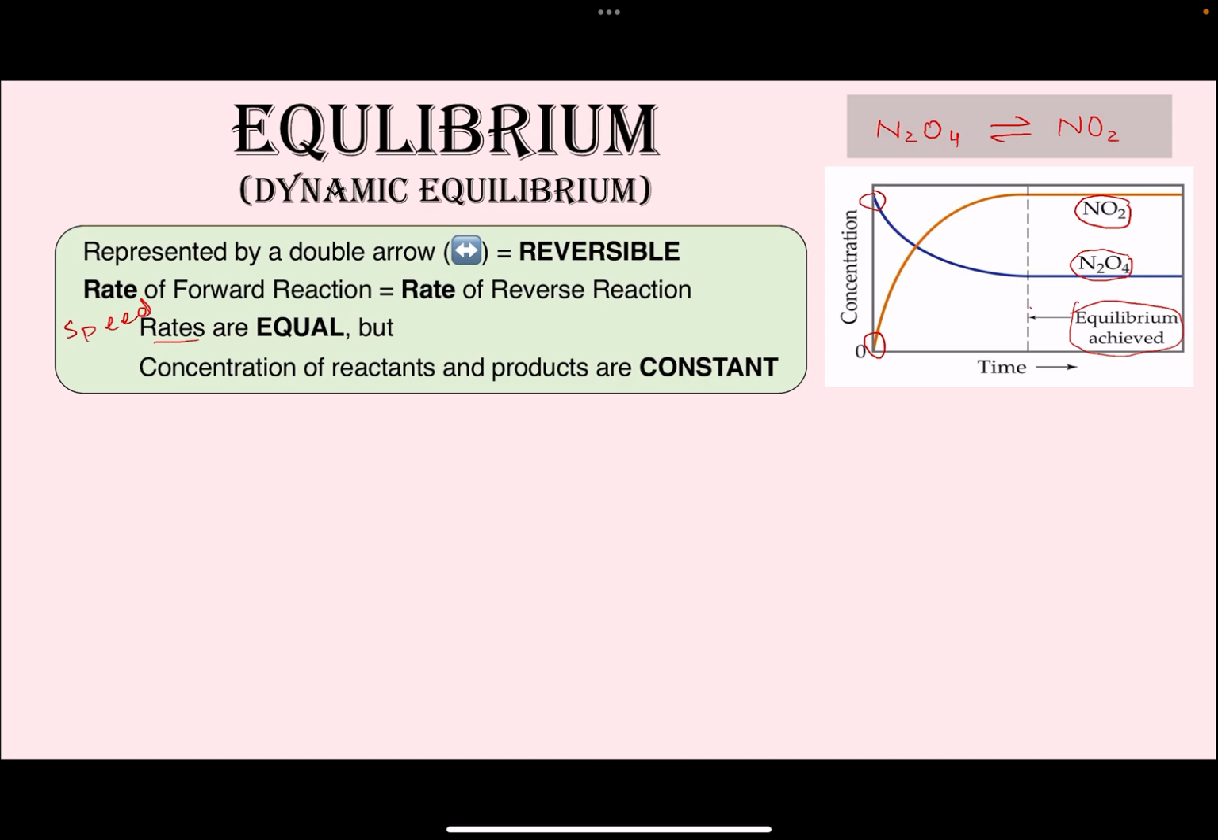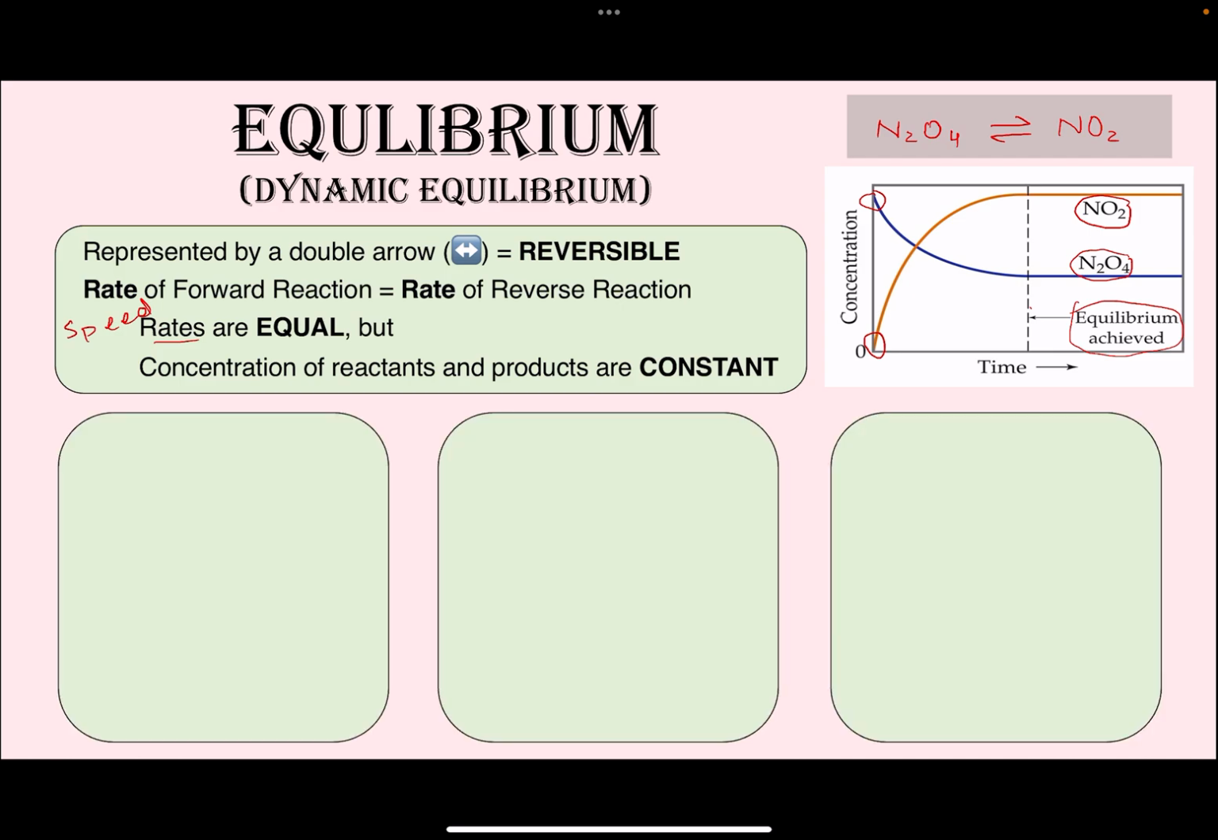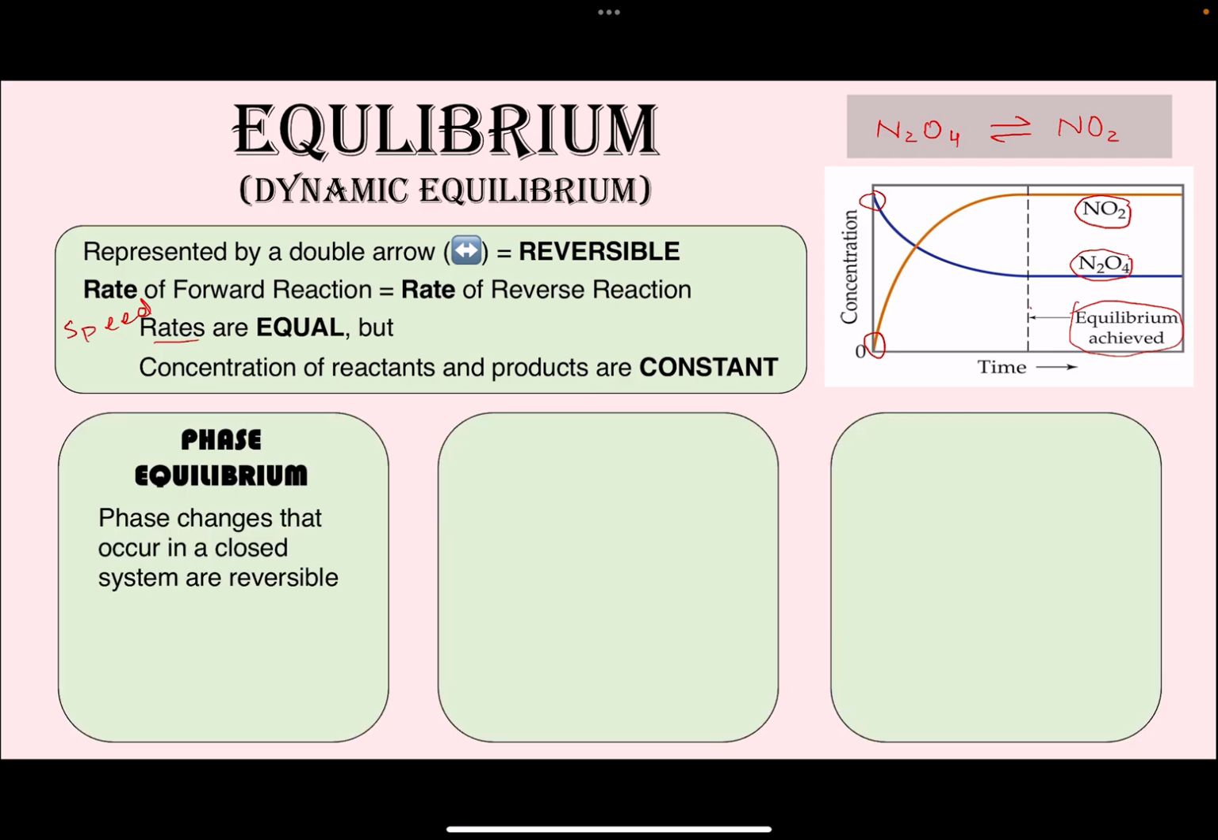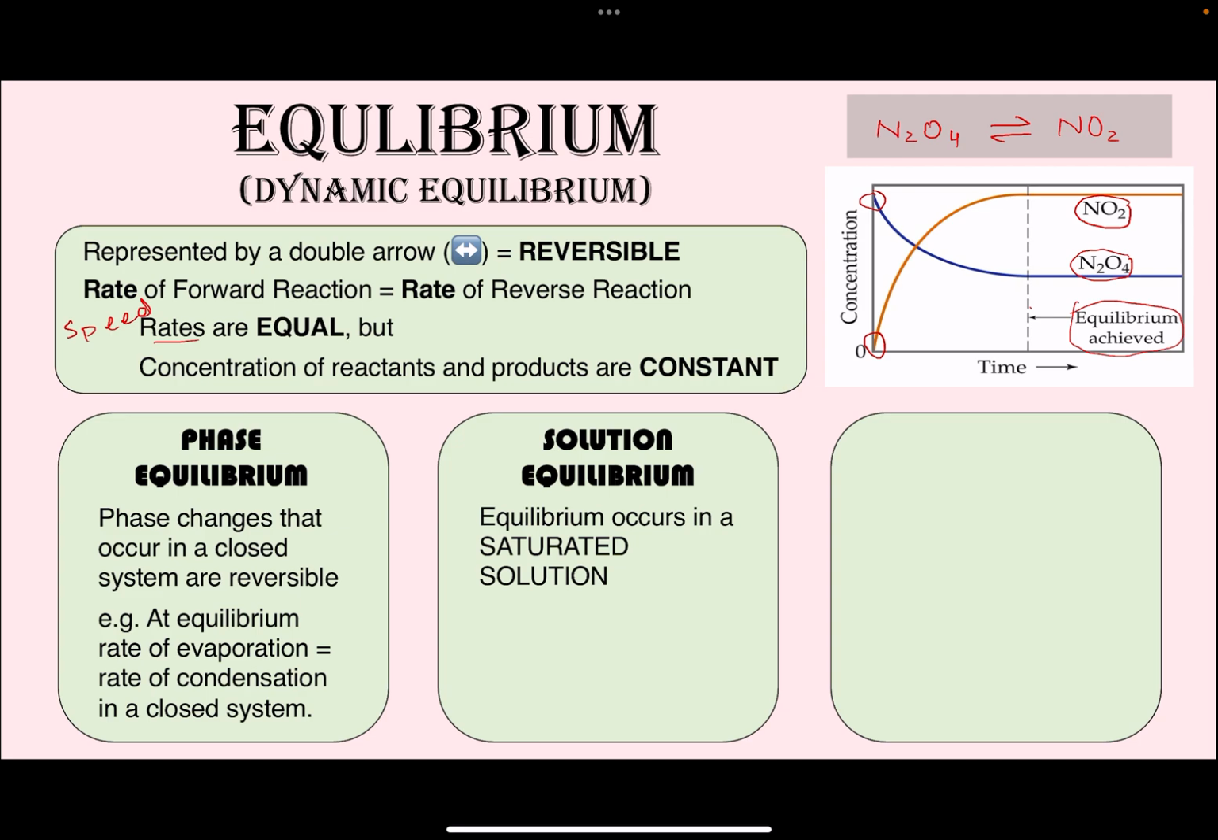So we can have equilibrium occur in different circumstances. We can either have phase equilibrium, so if any type of phase change is occurring in a closed system, for example, let's say you have a closed bottle which is sitting at a very high temperature, the water in that bottle is going to evaporate because of the high temperature, but then because it's a closed system, it's also going to condense eventually. So when the rate of condensation and evaporation is equal in that closed system, we say that we have a phase equilibrium.